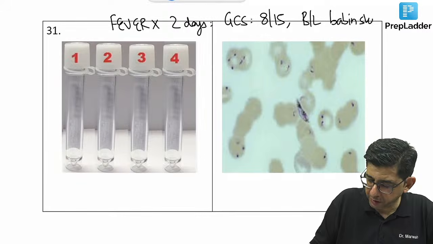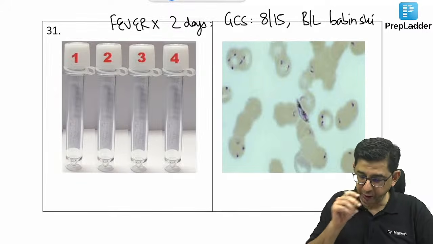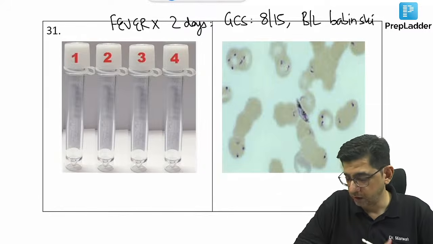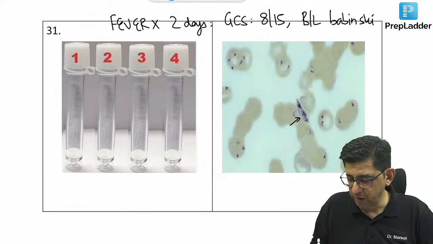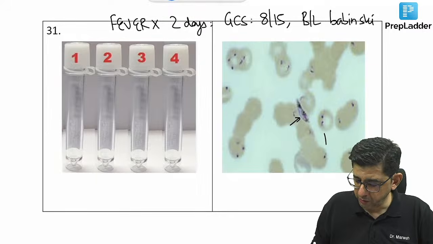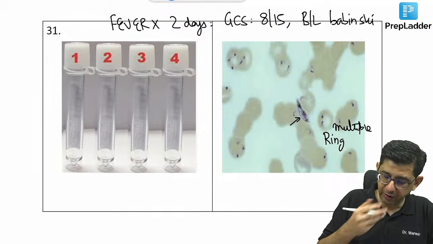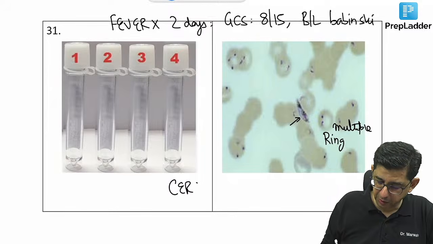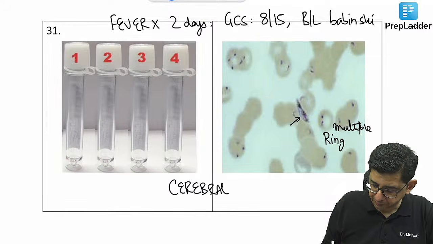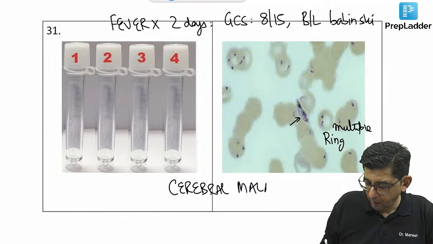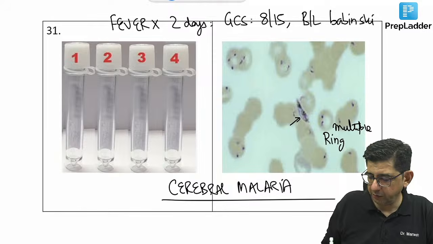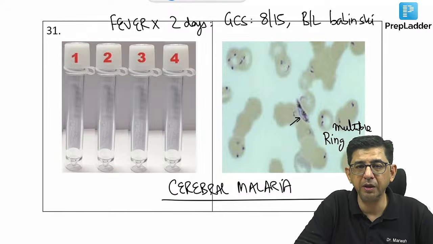But the peripheral smear is showing a parasite. That parasite that you can pick up in this case is the banana-shaped gametocyte, and then you can see the ring stages. You can see that it is not one, but multiple ring stages present. So considering that, the diagnosis in this case would be cerebral malaria. And considering cerebral malaria, we have to give artesunate in this patient.